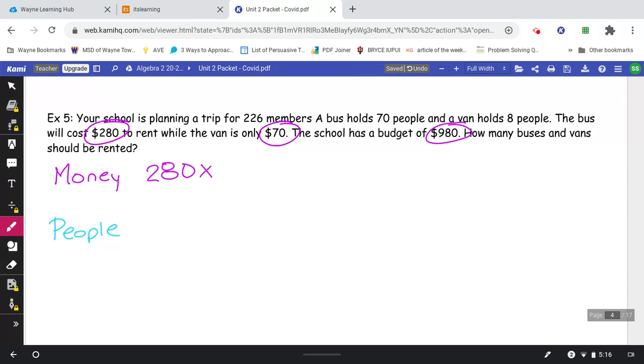All right, I'm going to call the bus X, just because they mentioned the bus first. And I'm going to call the van Y. And it has a total budget equal to 980. If you haven't had a chance to do the people one yet, go ahead and try. You've got your numbers here. See if you can put that together in the right place.